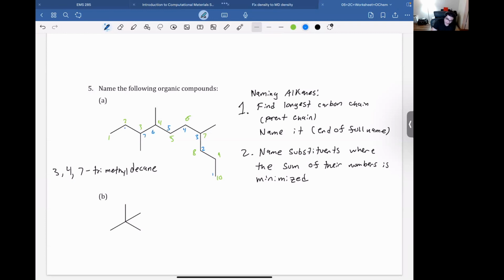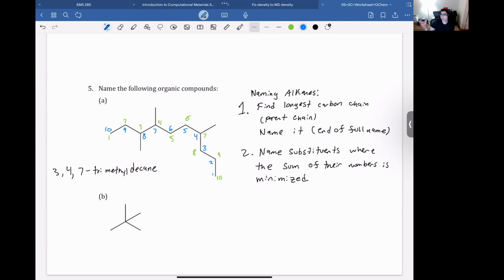If I were to go the other way around, if I were to do 1, 2, 3, 4, 5, 6, 7, I missed one. Oops. Sorry, let me relabel that. 1, 2, 3, 4, 5, 6, 7. I missed another one. What is going on? 3, 4, 5, 6, 7, 8, 9, 10. There we go. Didn't miss any now.